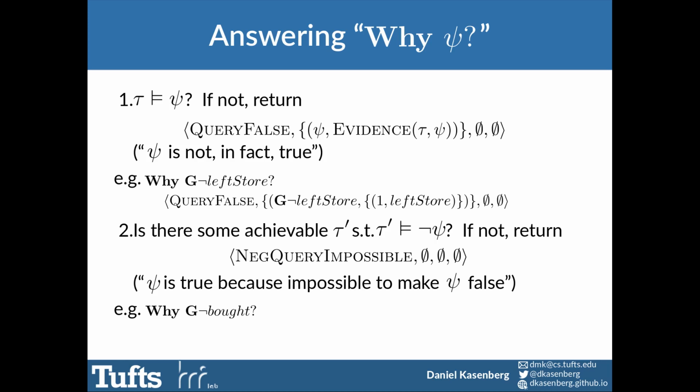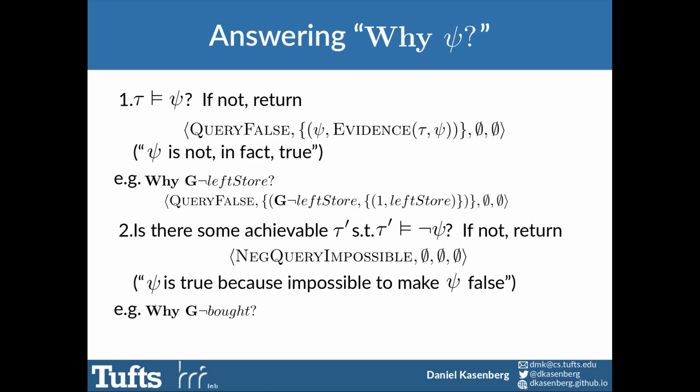In ShopWorld, the question, why didn't you leave the store, elicits such a response since the agent did in fact leave the store. Next, we ask if it was possible to behave in such a way as to make psi false. If not, return the neg query impossible structure, which is in effect responding by saying psi is true because it was impossible for psi to be false. In ShopWorld, the question, why didn't you buy anything, elicits such a response because the agent could not afford to buy anything.